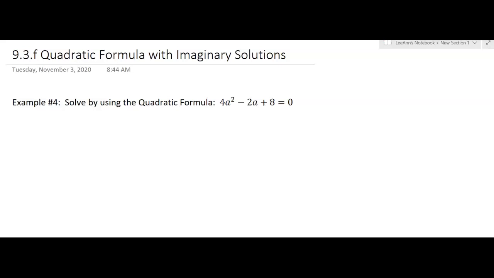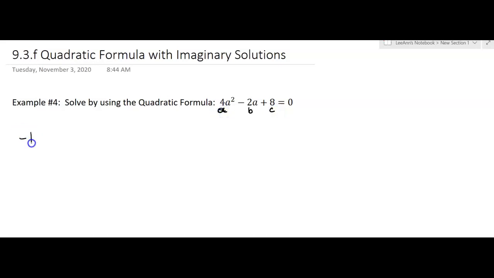All right, so here's a quadratic equation. We've got the a squared, the 8, all looks good. It's in standard form. The a is 4, the b is -2, and the c is 8.